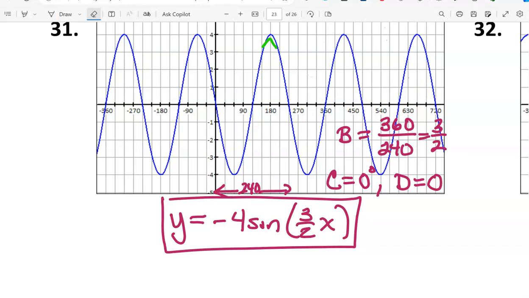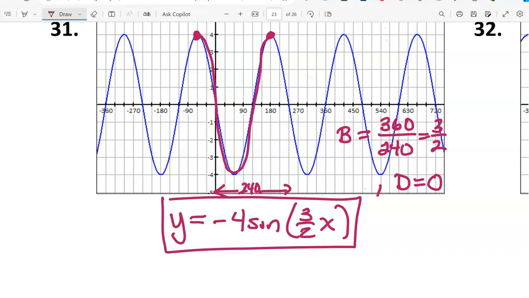If we use a cosine graph, three of the things that we found, the value of B, the vertical shift, and also the amplitude will be the same. So our amplitude is going to be 4 still, but if we were going to use a cosine graph, we could, for instance, start at a maximum and end at a maximum.